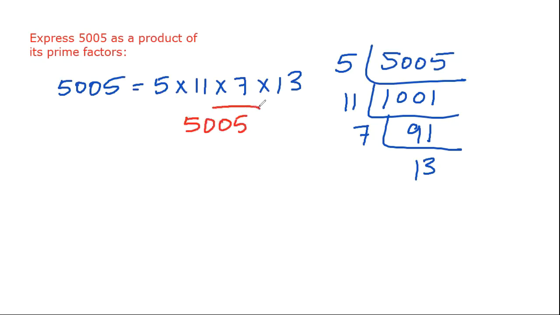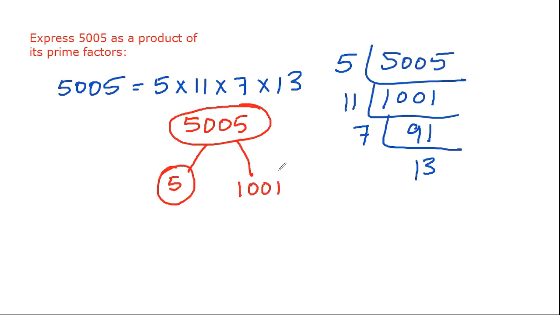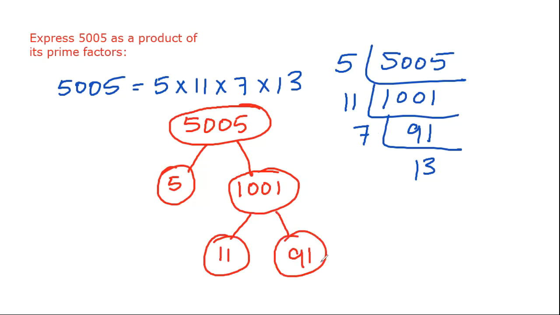If you want to draw the factor tree of this number, we can draw it as follows. First we write the number 5005 in a circle. Next, one branch is 5 and the other branch is 1001. This number 1001 has two branches: one of its factors is 11 and 91 is also a factor. And 91 also has two branches, that is 7 and 13. So this is the factor tree of the number 5005.